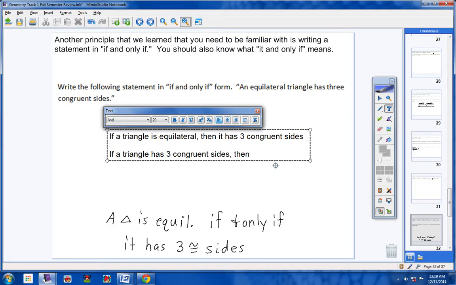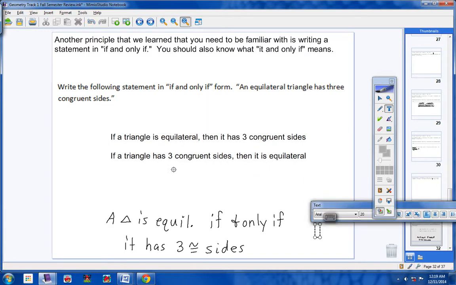lies, then it is equilateral. Students, if I'm going too fast, just have the teacher pause the video, but you need to write all this down and listen to me. On the exam, I very well could ask you, what does if and only if mean? And you need to understand what it means. It means that you can write the statement in if-then form, and then you can write the converse, and both of those will be true.